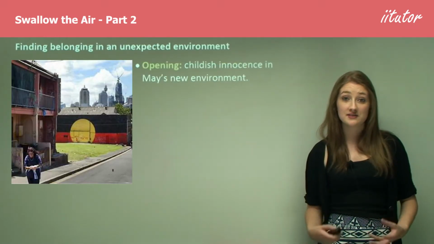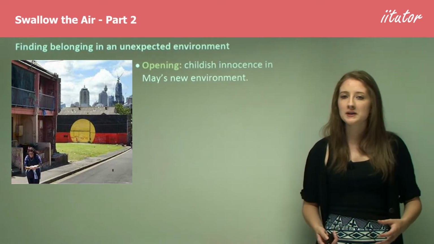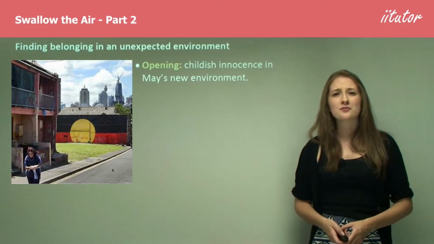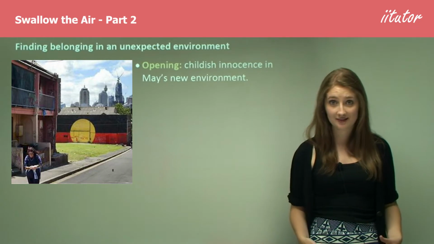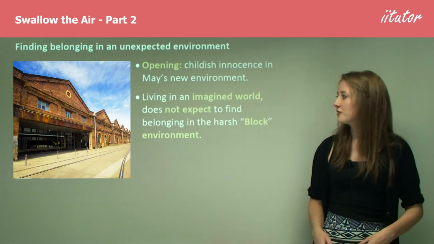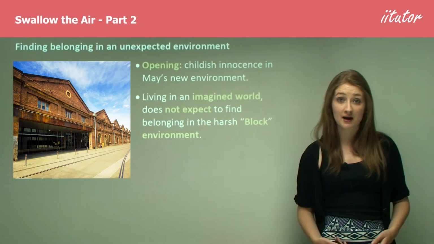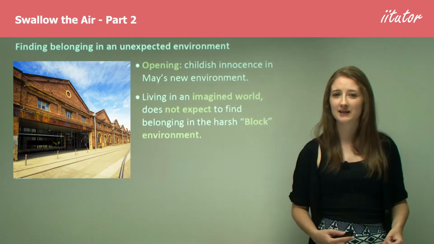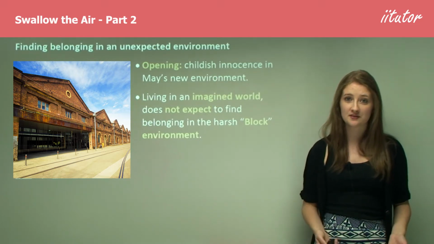If we take a look at this next theme, that's the idea of finding belonging in an unexpected environment. The opening of the novel really shows the childish innocence of May in her new environment, because basically what's happened is she's been brought from her dead mother to the big overwhelming town of Sydney, and she doesn't quite understand how to survive in this new town. So she's living in an imagined world and does not expect to find belonging in this harsh block environment. So when she finds belonging and she finds this sense of realism and family connections and ties with people, that's quite unexpected for her because it's not something which she expects to find.